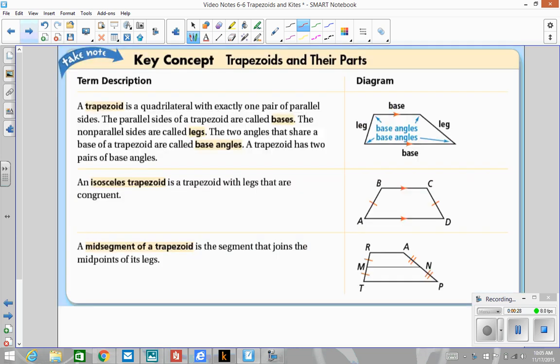Okay, so the parts of a trapezoid. You might want to pause the video and write down this whole entire page, and then I'll go over it in a second.